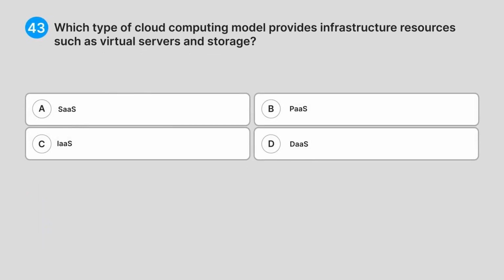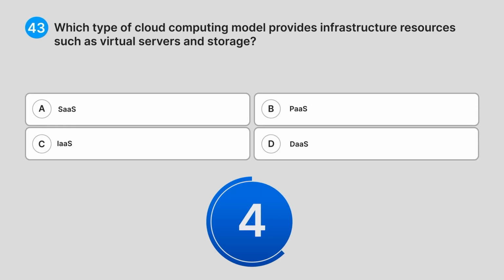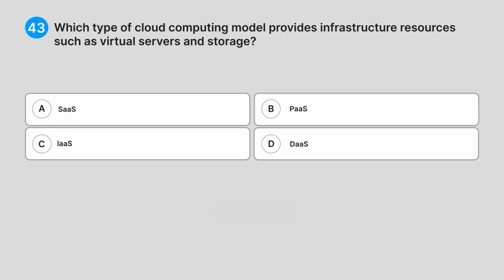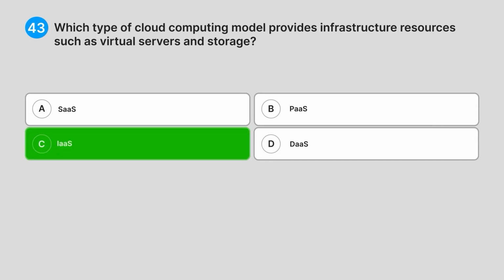43. Which type of cloud computing model provides infrastructure resources such as virtual servers and storage? A. SaaS. B. PaaS. C. IaaS. D. DaaS. Do you know the answer? Correct answer, C. IaaS.